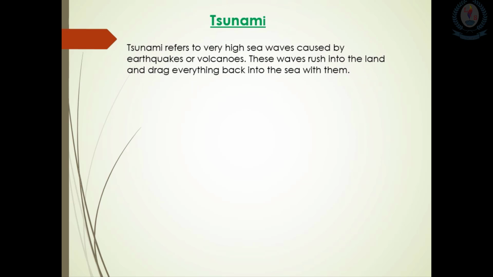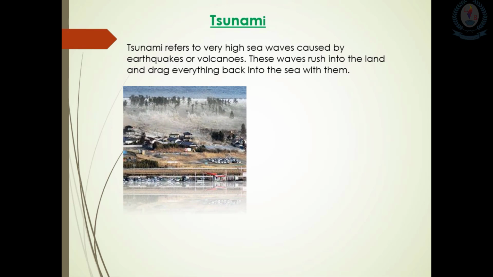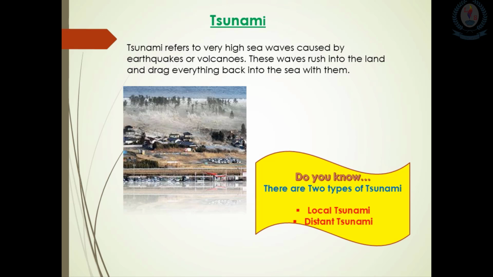Children, now you are going to learn about the next natural calamity, that is tsunami. Tsunami refers to very high sea waves caused by earthquakes or volcanoes. These waves rush into the land and drag everything back into the sea with them. What is a tsunami, children? Yes, tsunami refers to very high sea waves caused by earthquakes or volcanoes. Now you can see a picture of a tsunami here. Children, do you know there are two types of tsunami? First one is local tsunami. Second one is distant tsunami. These are the two different types of tsunami.